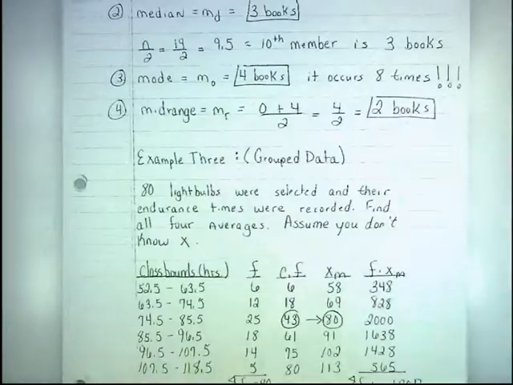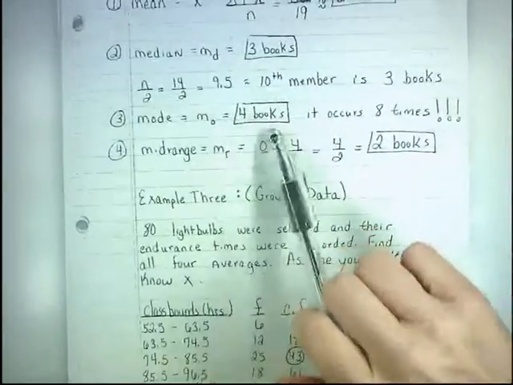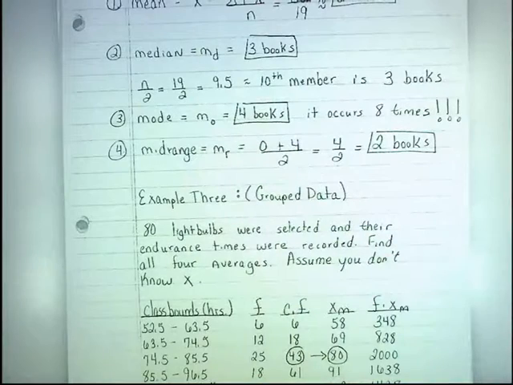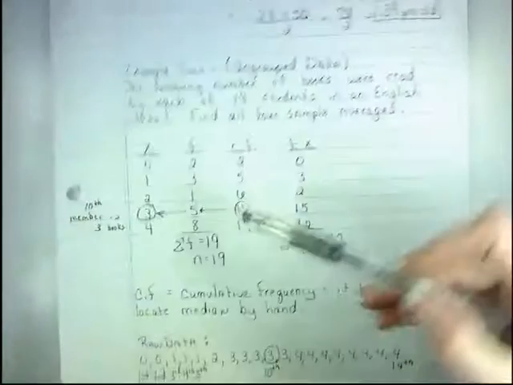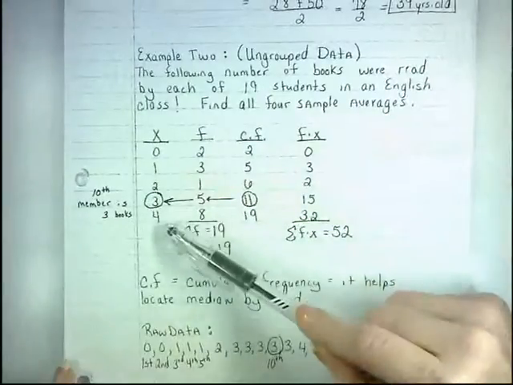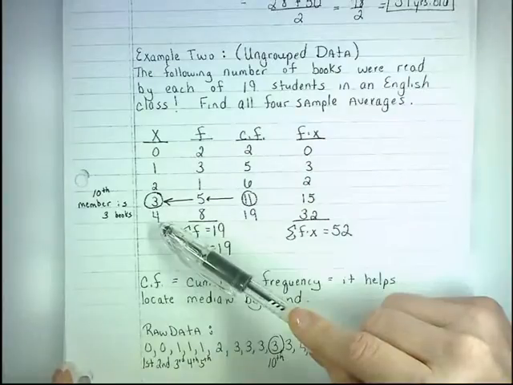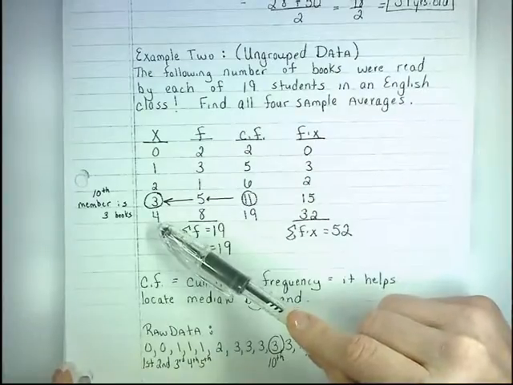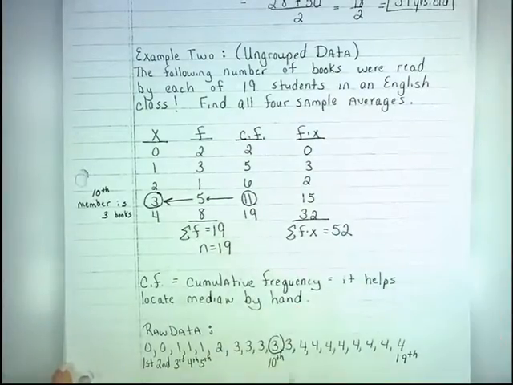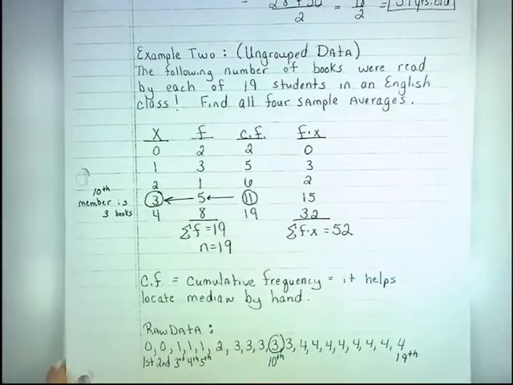So, the next value is the mode. The mode is the data value that occurs most frequently. And you can see by the frequency column that 8 students read 4 textbooks. So 4 textbooks is the data value that occurs most frequently. So the mode is 4. And you can also see that in the raw data set below.